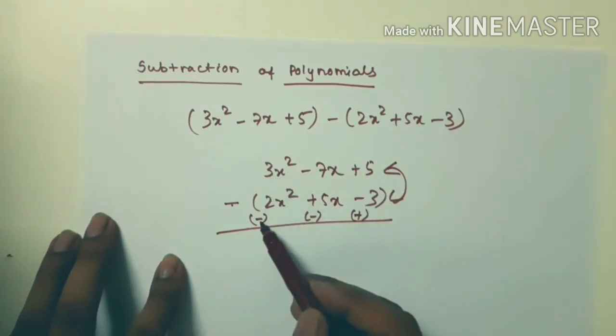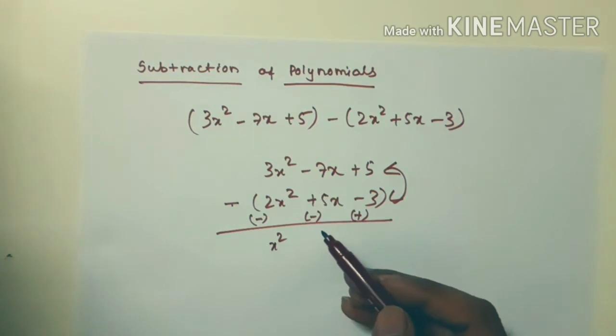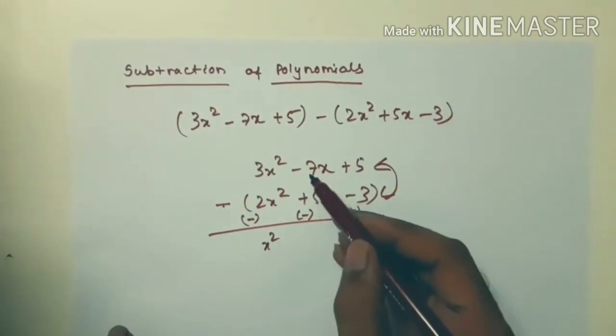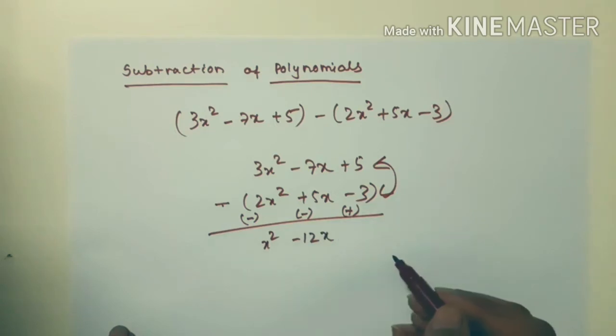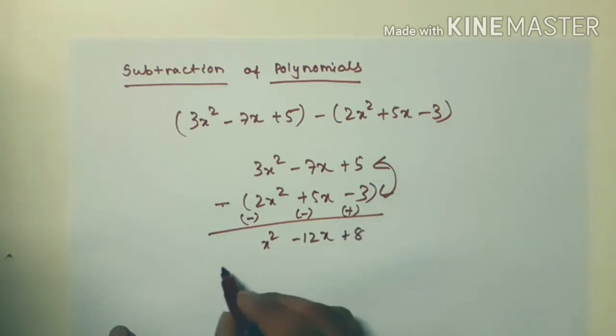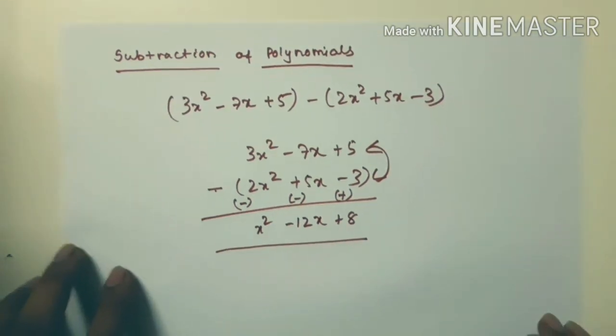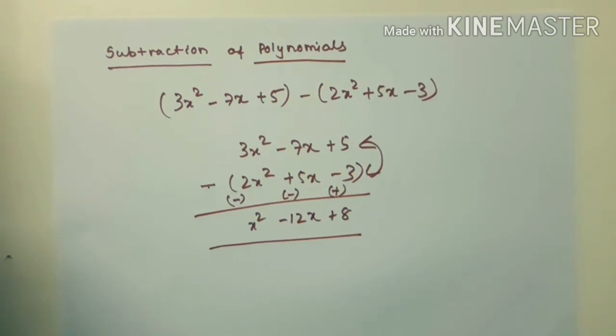So 3 minus 2 gives 1, so 1x squared. Minus 7 minus 5: here there is a role of integers now. Minus 7 and minus 5 give minus 12x. Again plus 5 plus 3 gives 8. So this is the way we do the subtraction of polynomials. This will be very much used while doing the division.